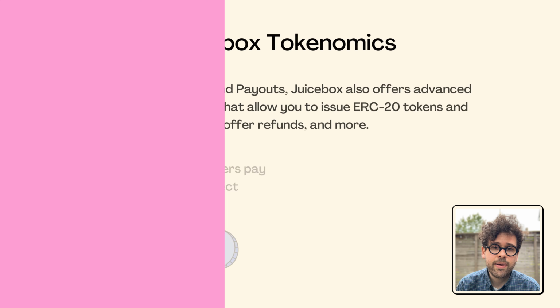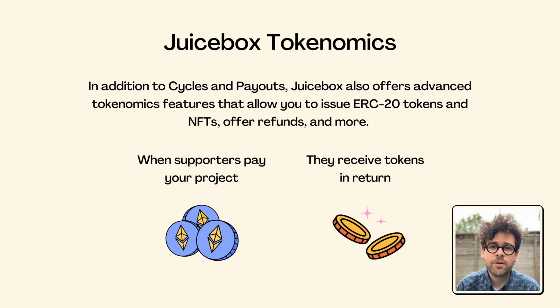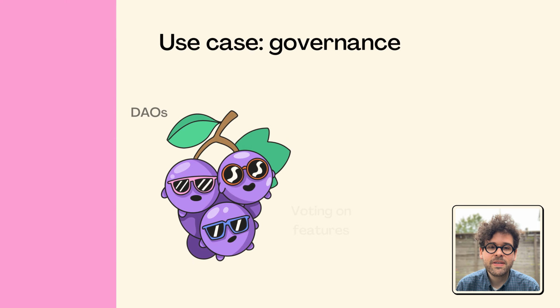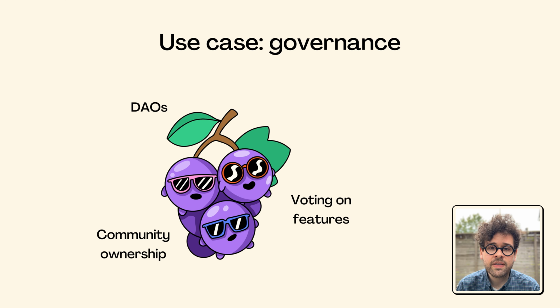In addition to cycles and payouts, Juicebox also offers advanced tokenomics features that allow you to issue tokens and NFTs, offer refunds, and more. So when supporters pay your project, they receive tokens. Depending on whether you deploy an ERC20 token or not, these will either be in their wallet or internally accounted for by the Juicebox contracts, which is the default to save on gas fees. ERC20 tokens are often used for governance, so this could be something simple like letting token holders vote on upcoming features, or maybe you want your project to be community-owned and governed as a DAO, with token holders voting on how to use treasury funds.